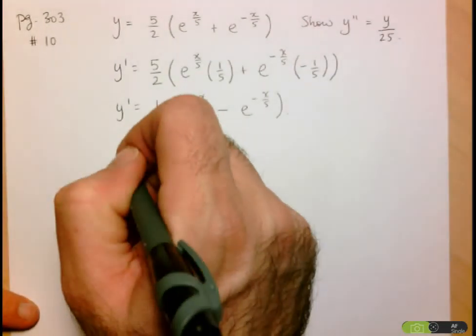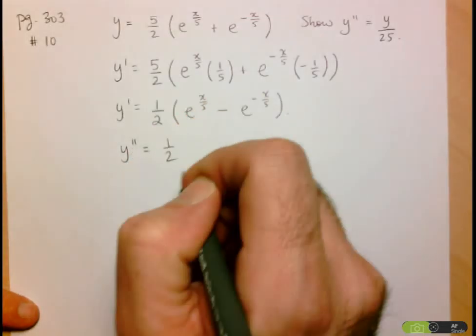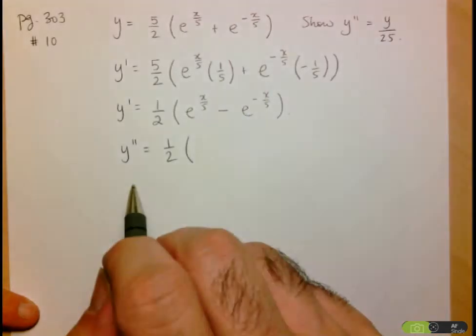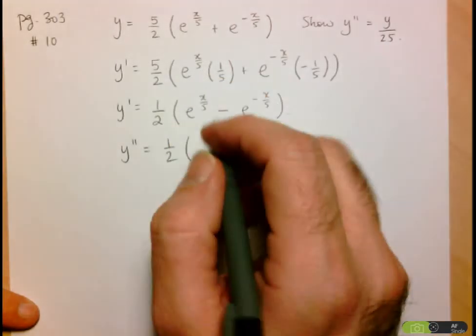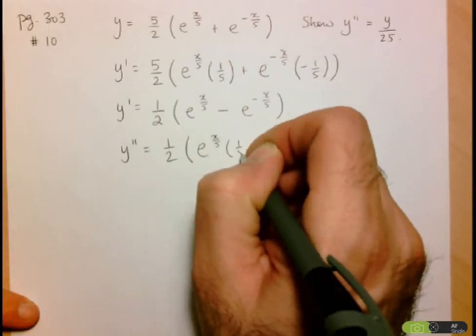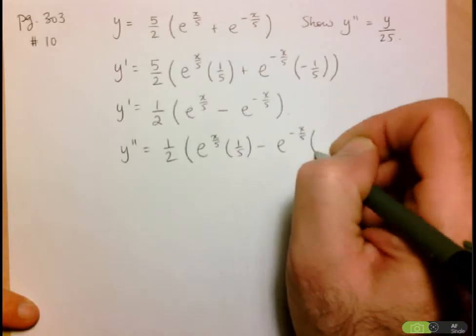So now I'll go ahead and take the second derivative. Okay, so again, the 1/2 is just a constant, so I'll leave it out. And now I'm going to take these derivatives, but they're exactly the same as the ones before. So I can just copy what I see above. So that's e to the x over 5 times 1/5 minus e to the negative x over 5 times negative 1/5.